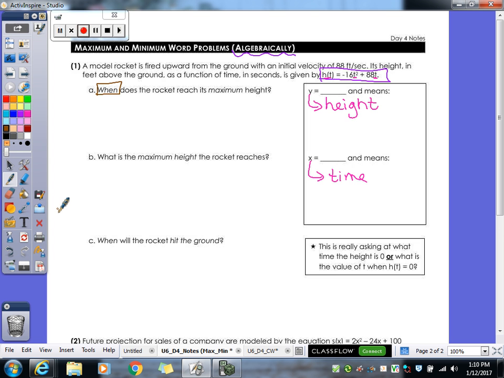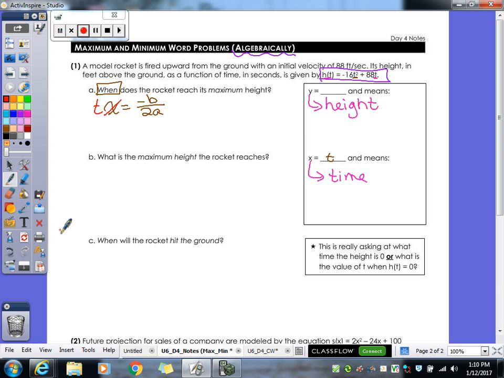So which letter should we be looking for? X. But instead of x this time, they're using what letter? T. So we would normally use x equals negative b over 2a to find when does it reach its maximum. That's our axis of symmetry, like what we were doing on our problem today. But instead of using x, they're just using the letter t. So you just got to switch that.